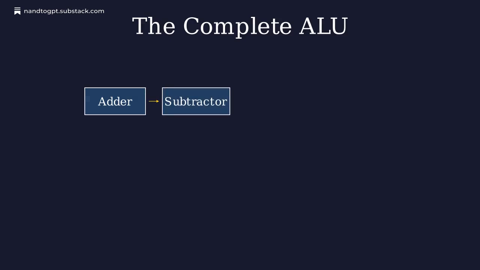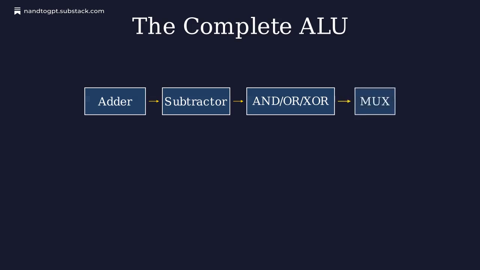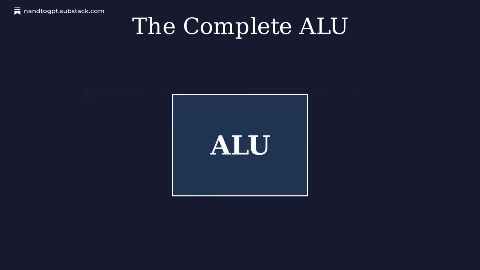Let's step back and see what we've built. We started with an adder for addition. Then we learned 2's complement, and our adder became a subtractor too. We added logic operations, AND, OR, XOR, and we used a multiplexer to choose which result to output. The result is this: the Arithmetic Logic Unit. 2 inputs, 1 output, a handful of control signals, and it can do any operation we ask.